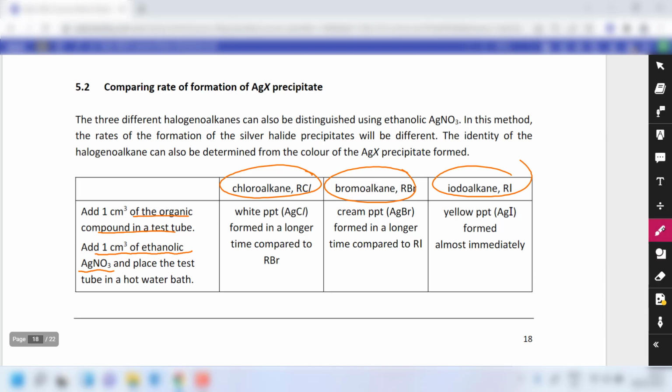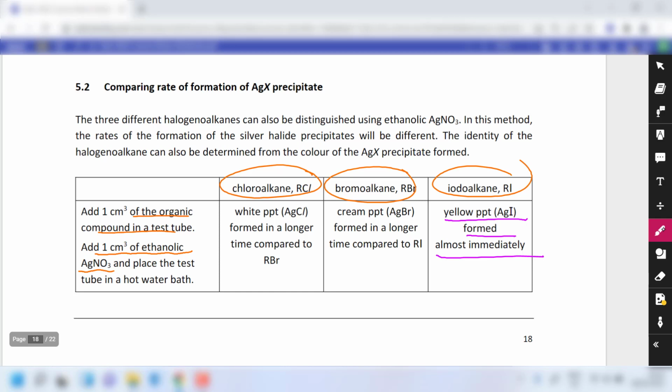Now remember this, in our case here, we put all the 3 test tubes in the same hot water bath. Our job is to check which of them amongst the 3 forms precipitate first. In the case of iodoalkane, the yellow precipitate forms almost instantaneously. That means that immediately when I added ethanolic silver nitrate, quite a lot of the C-I bond is already broken, which results in the presence of iodides.